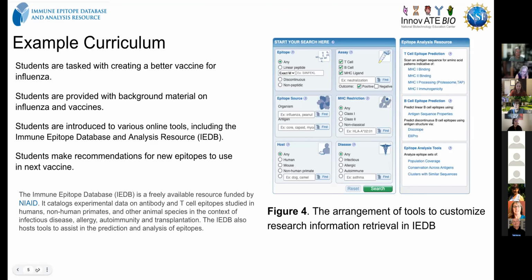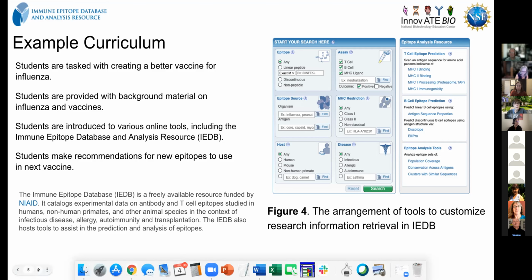An example curriculum. Students were asked to create a better vaccine. Students are provided with a background on influenza and vaccines. And we decided to use the Immune Epitope Database and Analysis Resource. This is freely available. It's funded by the National Institute of Allergy and Infectious Diseases. It's got an experimental data set of almost 1 million antibody and T cell epitopes that are cataloged from multiple animal species. So their research interface is pretty easy to use.